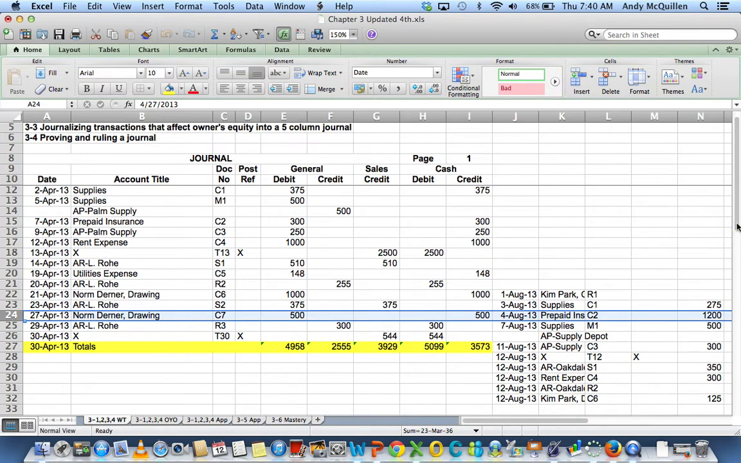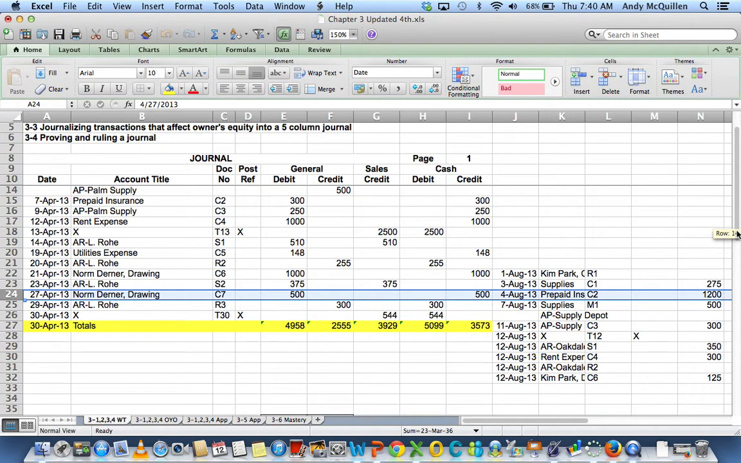What they want you to do is the totals. Now, if you read the directions completely, they want you to go on to another page. We are on page 1 of a journal. There is no reason for us to go to another page because we're using Excel. If you were doing paper, you would flip back and forth.